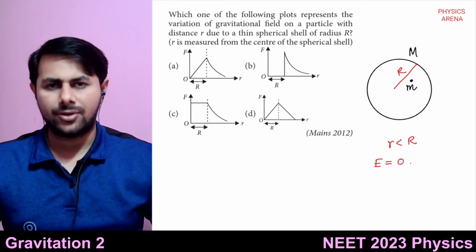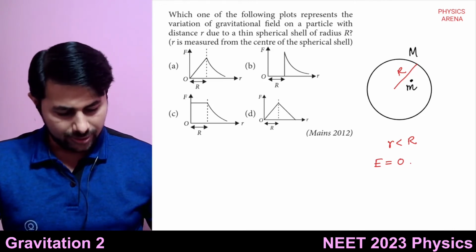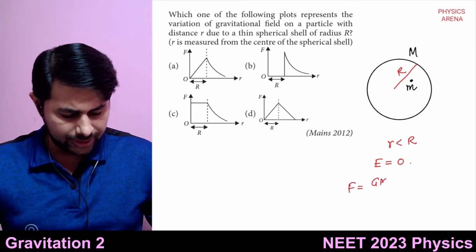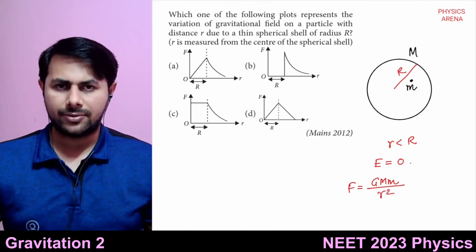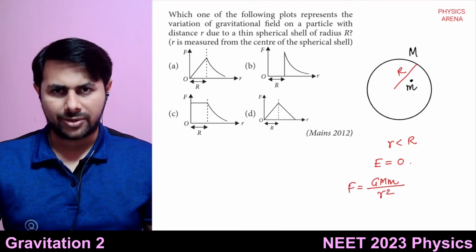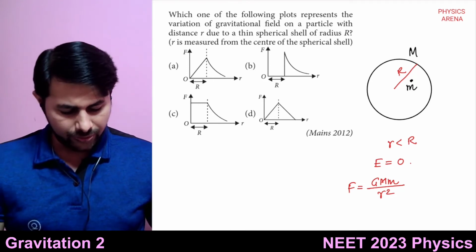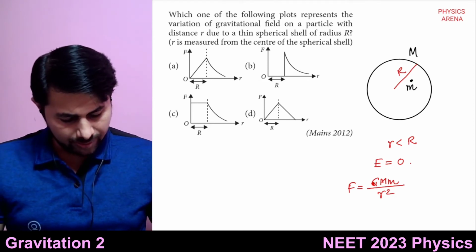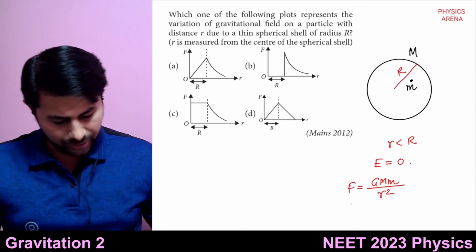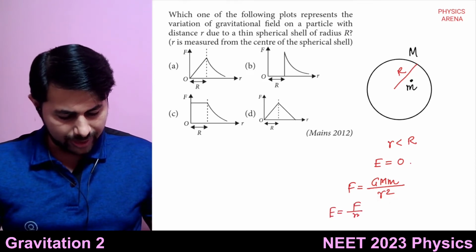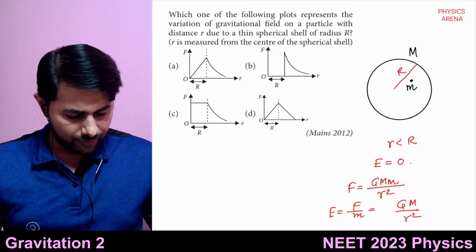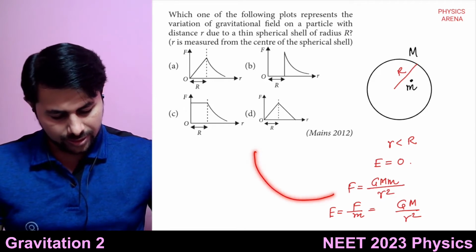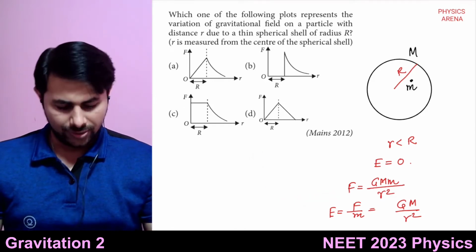When you go outside of the shell, the gravitational force is equal to what? It is just GMm upon r square. So it is inversely proportional to r square. Therefore the gravitational field, which is force per unit mass, will be just GM upon r square. Therefore E, which is equal to force upon mass, is just GM upon r square, and 1 upon r square is like this. Okay, so which one is correct?